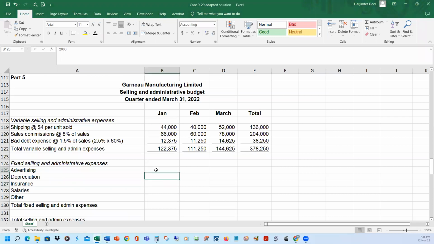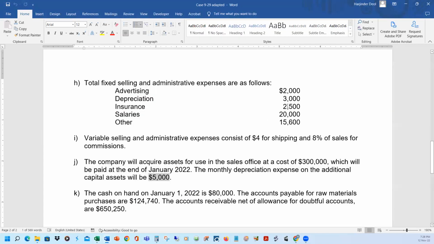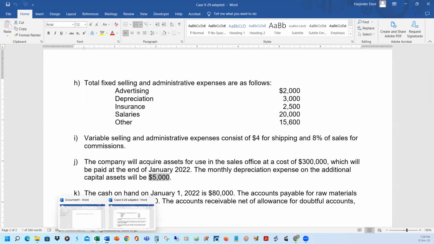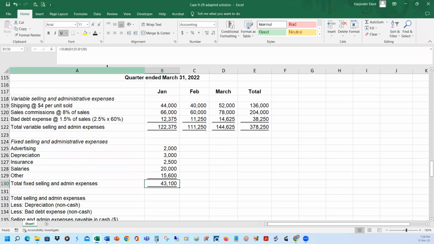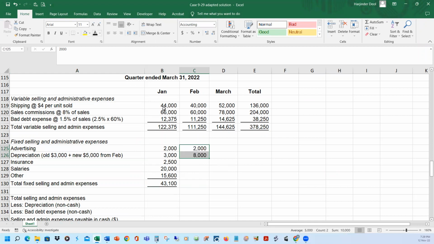So here we have to go with the initial amounts given in information number H, 2,000, 3,000, 2,500, 20,000, and 15,600 respectively. Those will be our fixed selling and admin expenses for the month of January. But starting the month of February, our amount for depreciation will go up by 5,000. So from 3,000, it'll go up to $8,000. And it will be the same for the month of March.